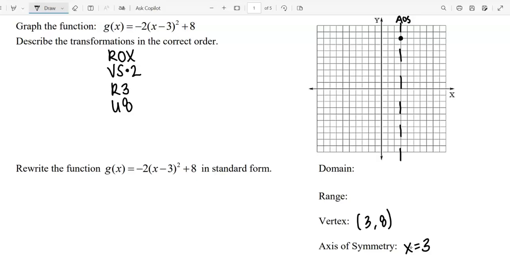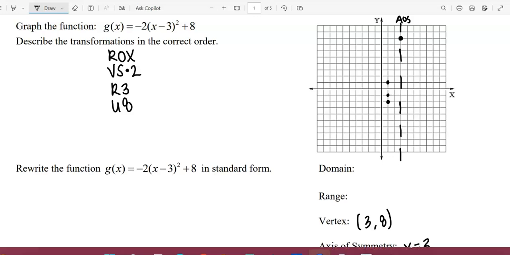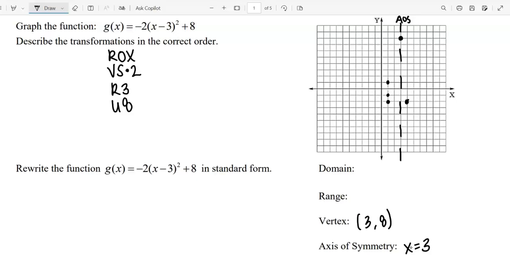What's my next point I can transform? 1, 1. So if I start at 1, 1, reflection over the x puts me at 1, negative 1. Vertical stretch by 2 gets me 1, negative 2. And then right 3 will hop over the axis of symmetry to 4, negative 2. And then up 8 will put me at 4, 6. That is 1 unit away from my axis of symmetry, so I can go 1 unit on the other side and graph its reflection point.